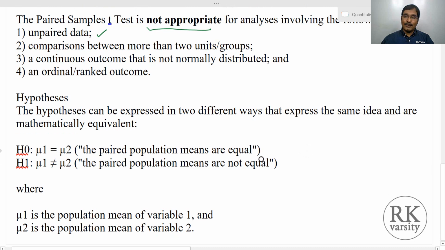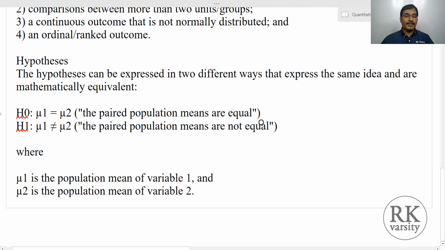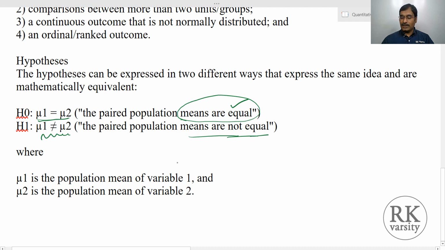Now the hypothesis that we frame in paired sample t-test is that the null hypothesis is that the paired population means are equal. And your alternative hypothesis is that the means are not equal. Here M1 represents the mean of the population of variable 1 and M2 represents the mean of the population of variable 2.